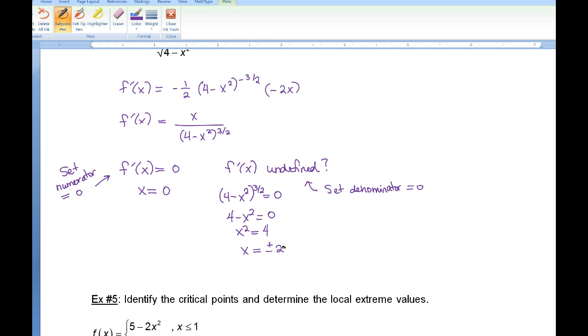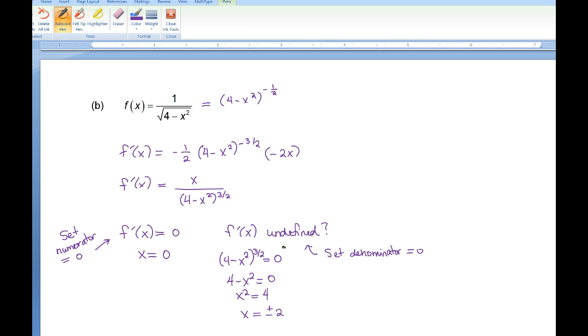Did we have a domain here? Oh, you know what? We didn't talk about domain. What would be the domain? Well, remember in the last one I didn't give you the domain? You just set the denominator. What's the domain in this case? You have to investigate. 4 minus x squared has to be greater than 0. Good. 4 minus x squared has to be greater than 0.